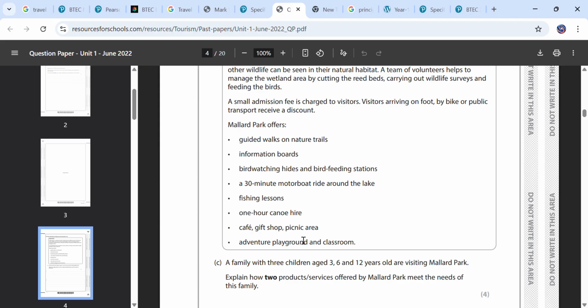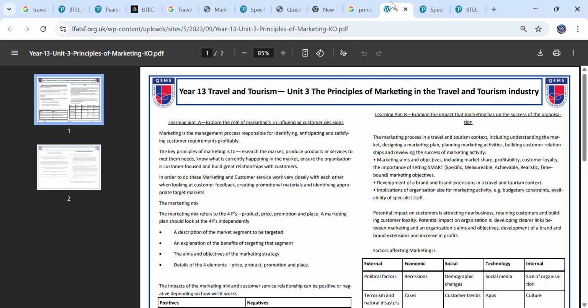a cafe, gift shop, picnic area. Mainly, to have a good time, get some memories and things like that. Adventure playground. That would probably be for younger kids, so this would probably fit their needs and customer preferences for them. So for a family, this is really good because, obviously adventure, kids like to play around. It's a really good environment.